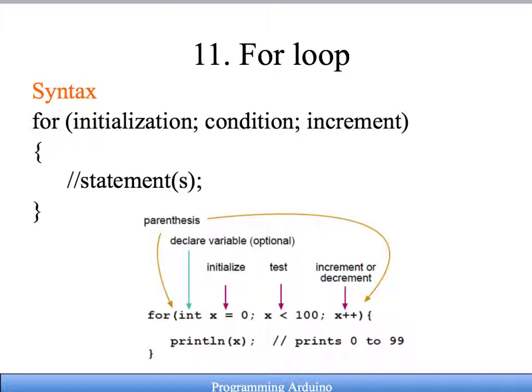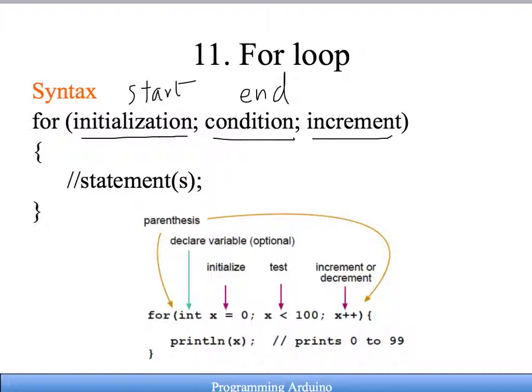The while loop has some limitation in terms of how long it can loop. The for loop has a condition and an incrementation, and when it starts and when it ends. For example, initialization is when it starts, condition is when it ends, and incrementation or decrementation is the step.